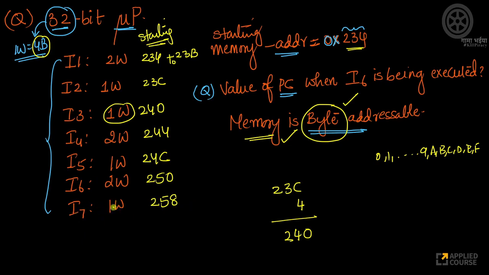So this is 1 word or 4 bytes. So this will go to 25C. Right? So if I have other instructions. Now what is the question? Let's go back to the question. The question asks us, what is the value of program counter when I6 is being executed?